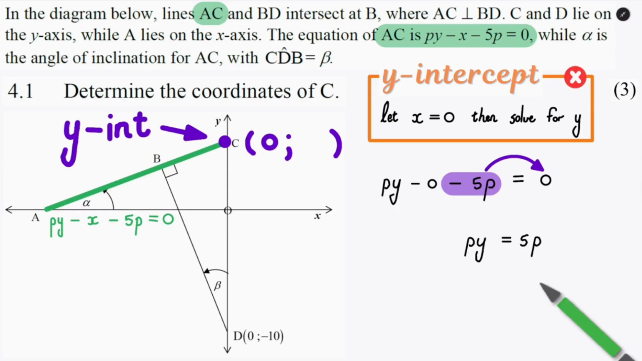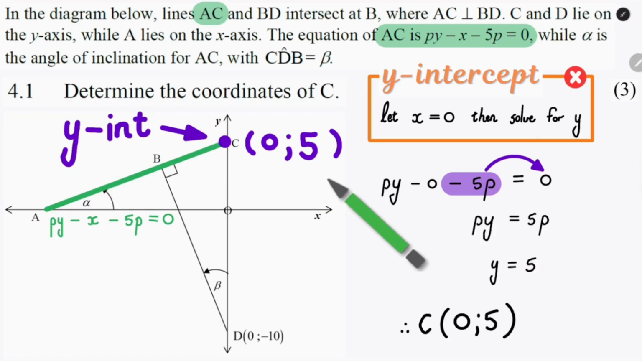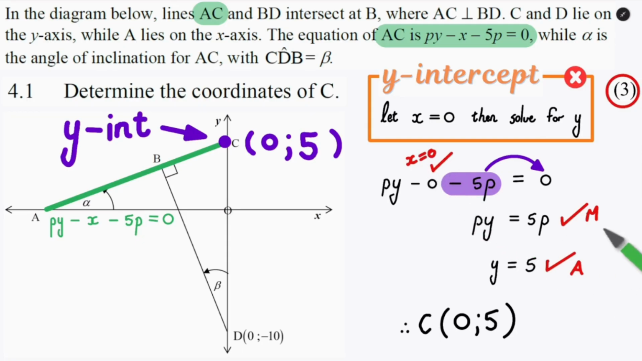And now the end mission, I need y on its own. So I need to get rid of the p's. And I'm going to do that by dividing both sides by p. The p's on the left hand side will cancel with one another. These p's will also cancel with one another, leaving us with a y value of 5. And now we know the coordinates of C will be 0 and 5. So we just need to state that by writing it somewhere in our answer like this, and then we've officially wrapped up the question. And our 3 marks come from making x 0, our manipulation, as well as the final answer.